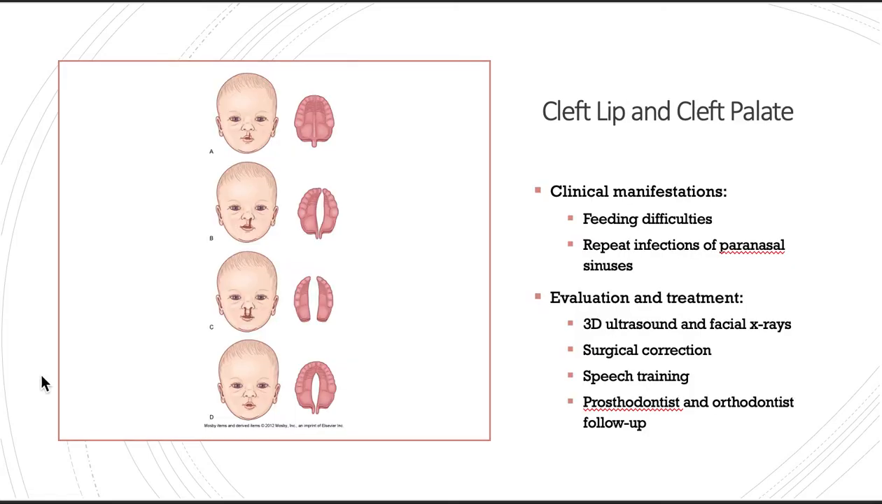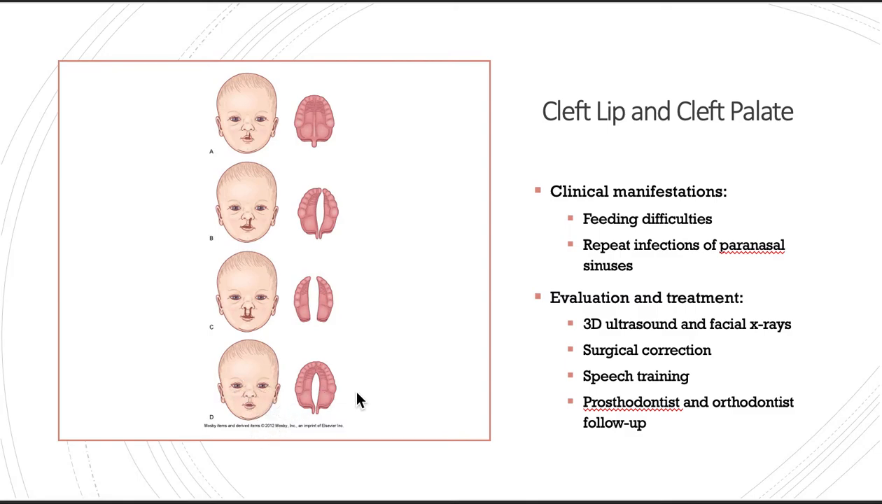Now here's more of a diagram piece of it. So here you've got just a cleft lip, and you can see there that the palate is fine. Here you've got a cleft lip and cleft palate. Here you've got a bilateral one. And then here's a cleft palate that's not associated with a cleft lip. So see, from the front, baby looks fine.